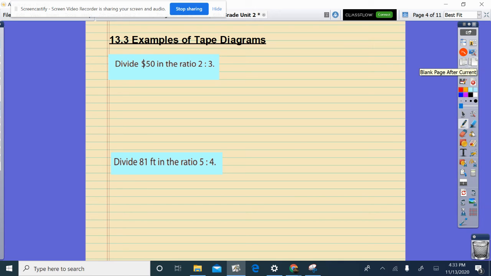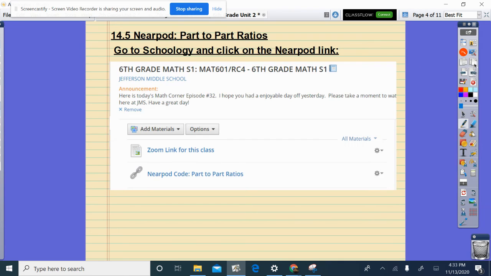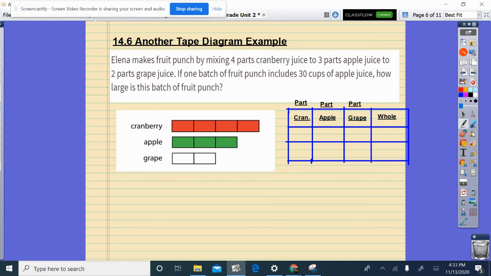All righty. I think we just did that one already. Okay, we did a Nearpod in class, and then I'm working on how to assign those. But let's do one more problem.